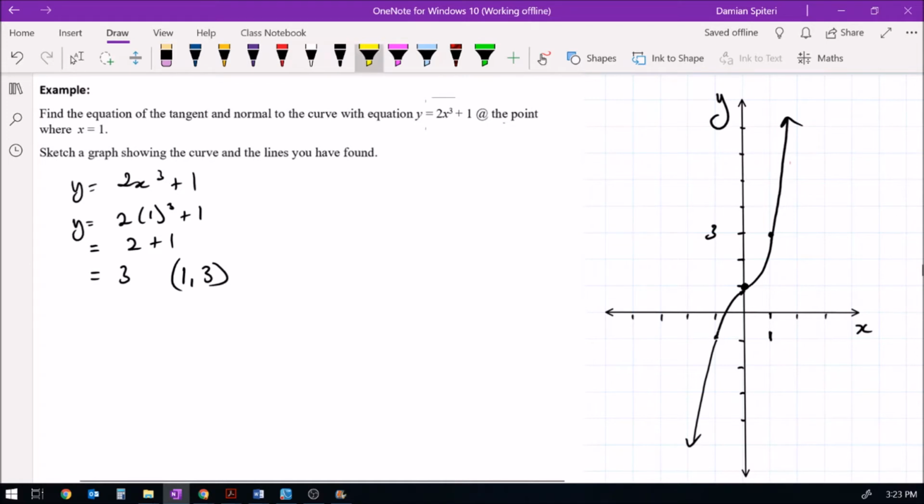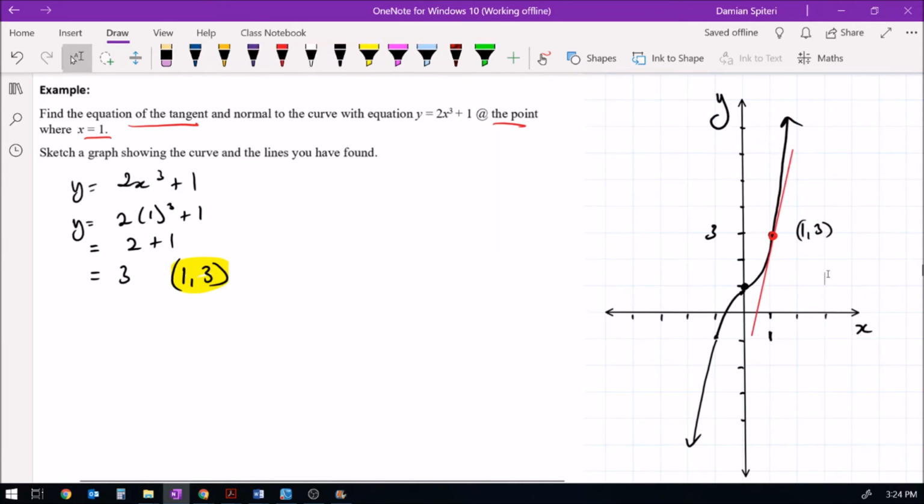Okay, so there is our cubic, and we know that this point is on the cubic, and I'll write that down here, (1, 3). This is the point of interest for the problem. Okay, so when we're asked to find the equation of the tangent at the point where x equals 1, well, that's asking us to find this.